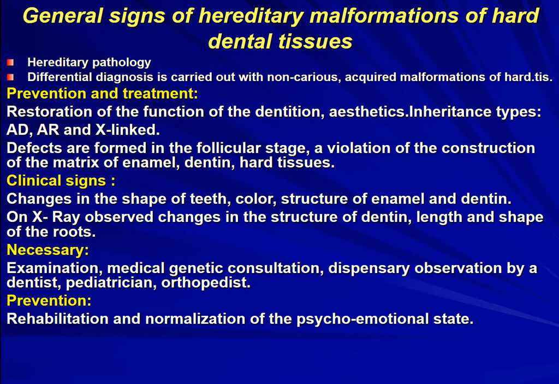Defects are formed in the follicular stage, a violation of the construction of the matrix of enamel and dentin hard tissues. Clinical signs: changes in the shape of the teeth, color, structure of enamel and dentin. On X-ray, changes are observed in the structure of dentin, pulp, and shape of the roots.